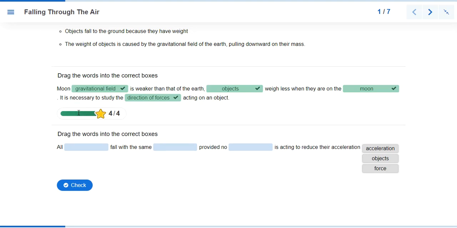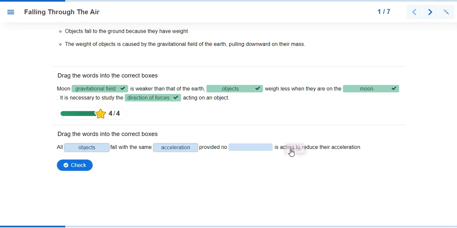Now, let's move on. All objects, can that be true? We'll see later. Fall with the same acceleration, provided no force is acting to reduce their acceleration. Let's check. That's true, correct.